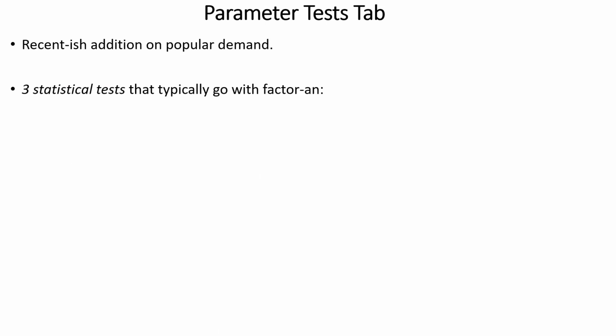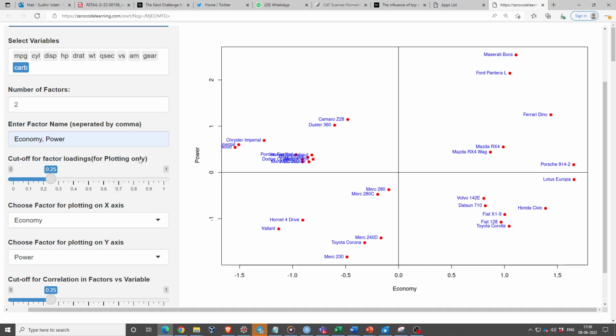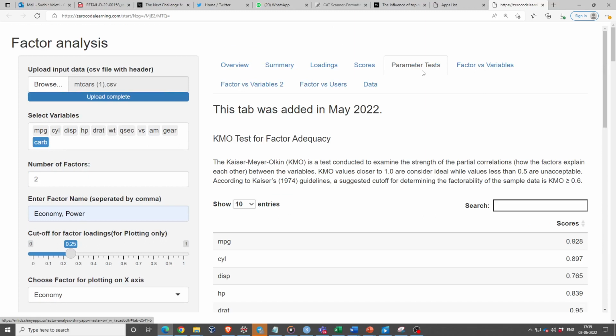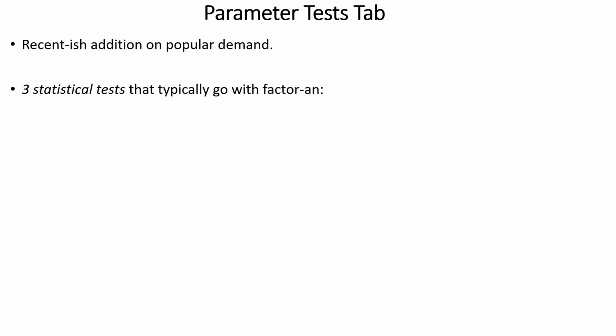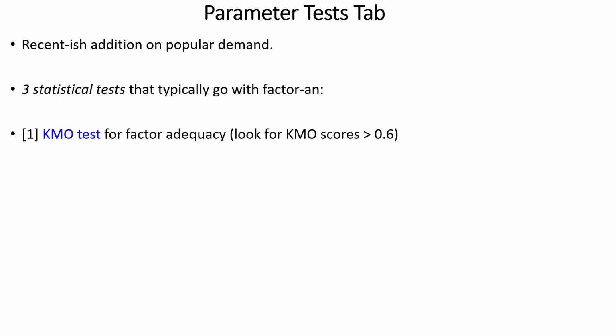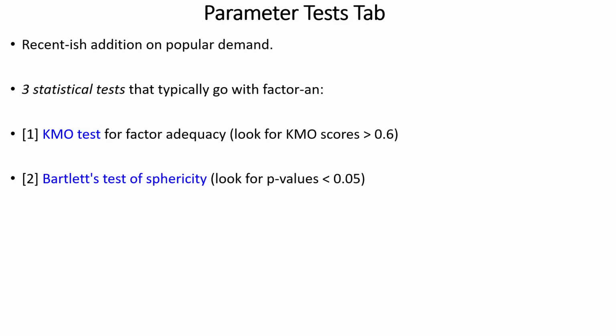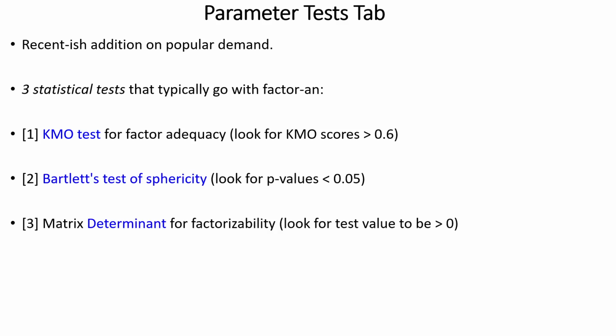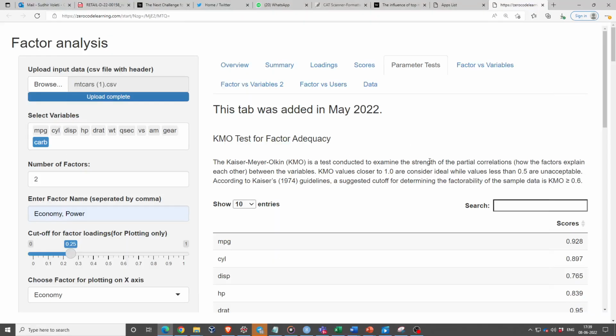This is a recent-ish addition, which is based on parameter tests. This is based on a public demand request that I got. This tab was added last month. It has 3 statistical tests that go with factor analysis: the KMO test for factor adequacy, the Bartlett's test of sphericity, and the matrix determinant for factorizability. Basically, will the matrix invert or not? There is also a principal axis solution which is visualized, but that's not very important.